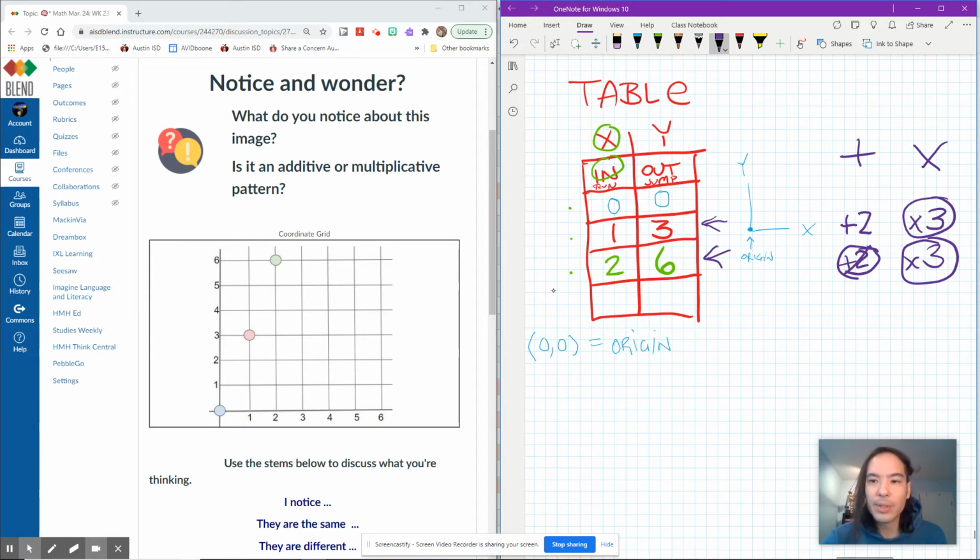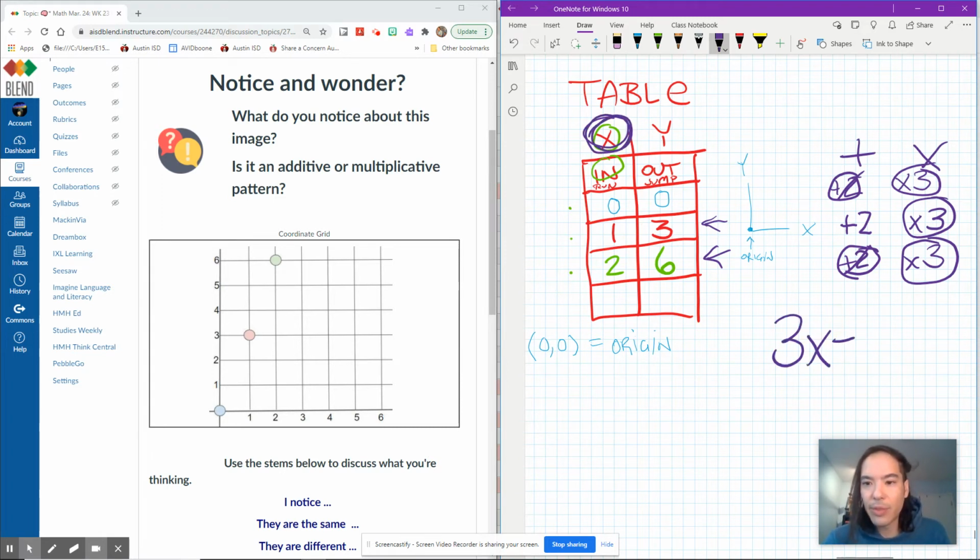Now think about this one. If we did 0 plus 2, we'd get 2, so that's not going to work. And if we did 0 times 3, even though it's times 3, we're multiplying times 0, so it's still going to be 0. So our actual rule looks like times 3. That's like our 3rd grade, 4th grade rule, right? But now we need to remember, what times 3?